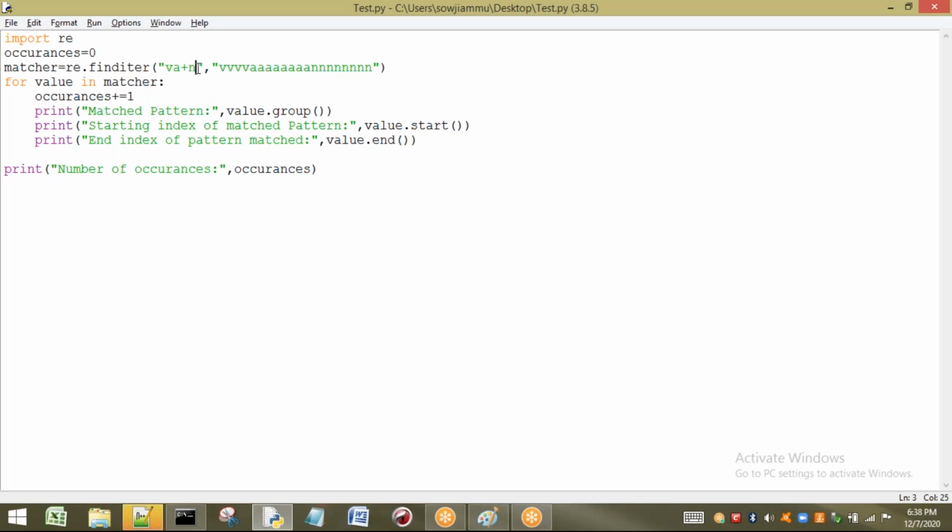So this is about plus. What is the difference between star and plus here? Star indicates 0 occurrences or more occurrences, but plus indicates at least one occurrence.